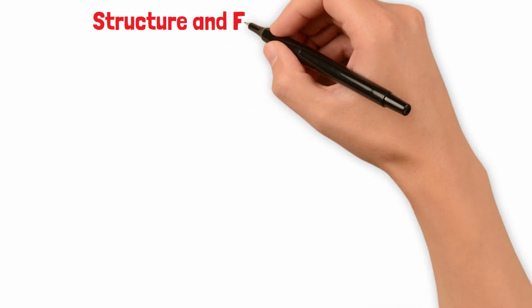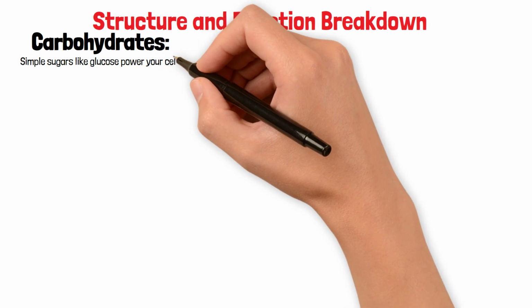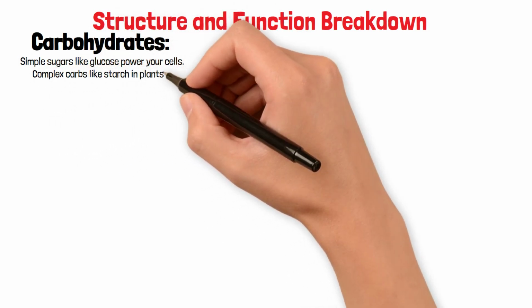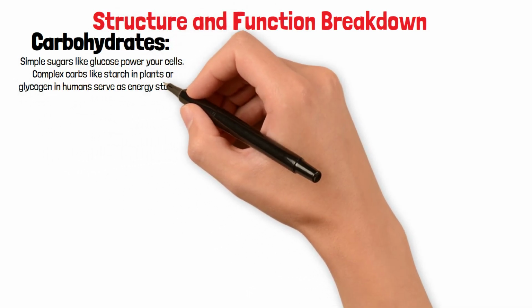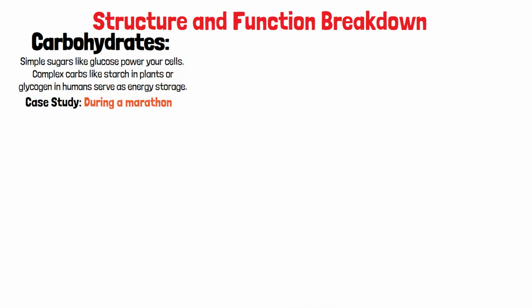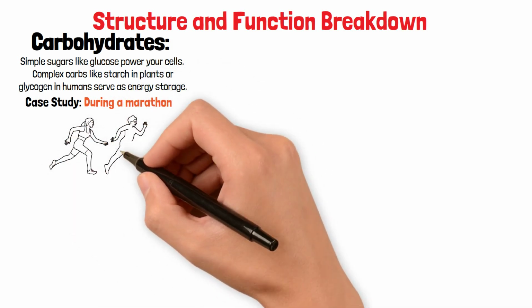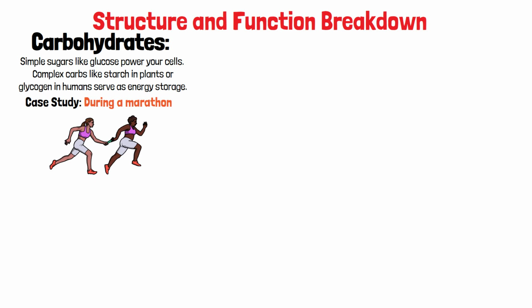Structure and function breakdown. Carbohydrates: simple sugars like glucose power your cells. Complex carbs like starch in plants or glycogen in humans serve as energy storage. Case study: during a marathon, when athletes hit the wall, it's often because their glycogen stores are depleted. Their cells are literally running out of carbohydrate fuel.